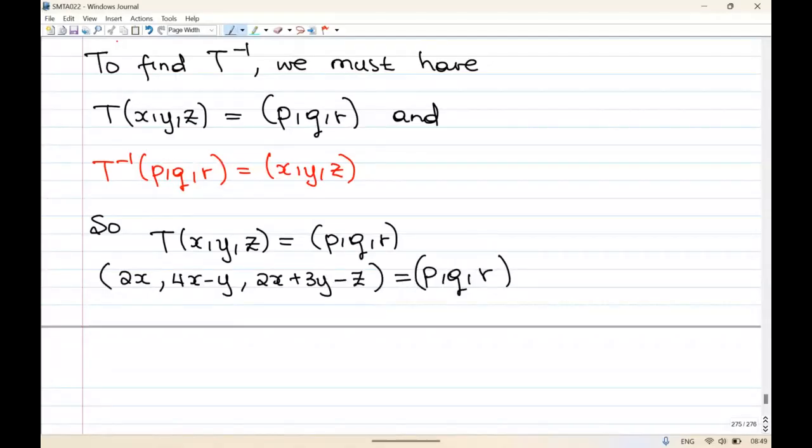Yes, sir. Then here on the left hand side I have 3 dimensions, on the right hand side I have 3 dimensions, meaning I can equate the first element on the left hand side to the first element on the right hand side. That's why I'm going to have 2x equal to p. Then what is x? Your x will be equal to 1 over 2 p. Do you agree?